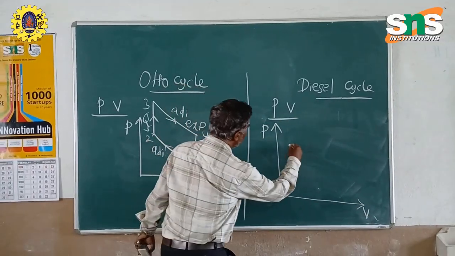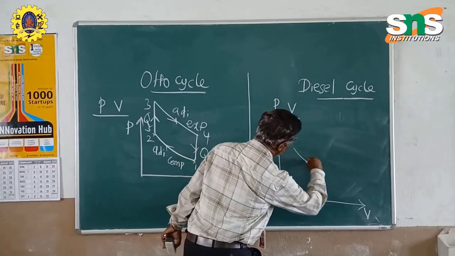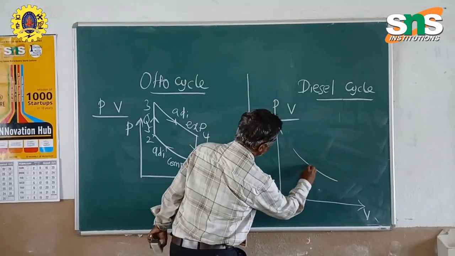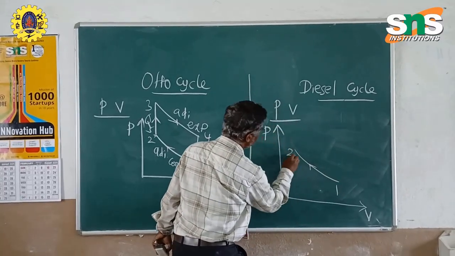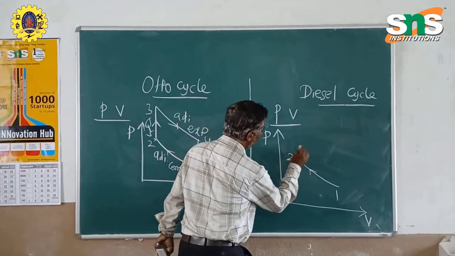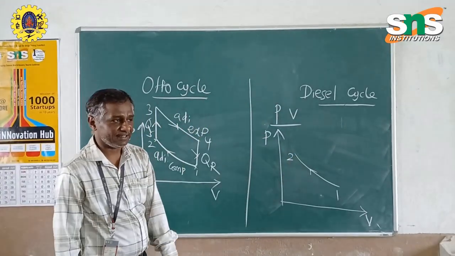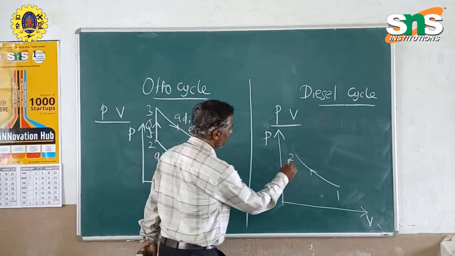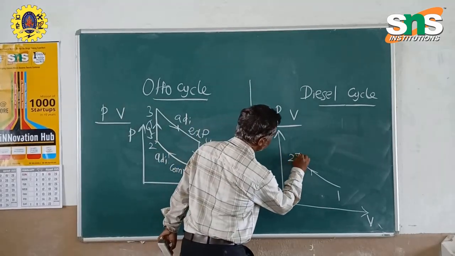So here we have adiabatic compression. Pressure increasing from 1 to 2 will stay. In 2 to 3, what happens? Under constant pressure, the heat is added. Okay, so the heat is added under constant pressure. So pressure is maintained constant.